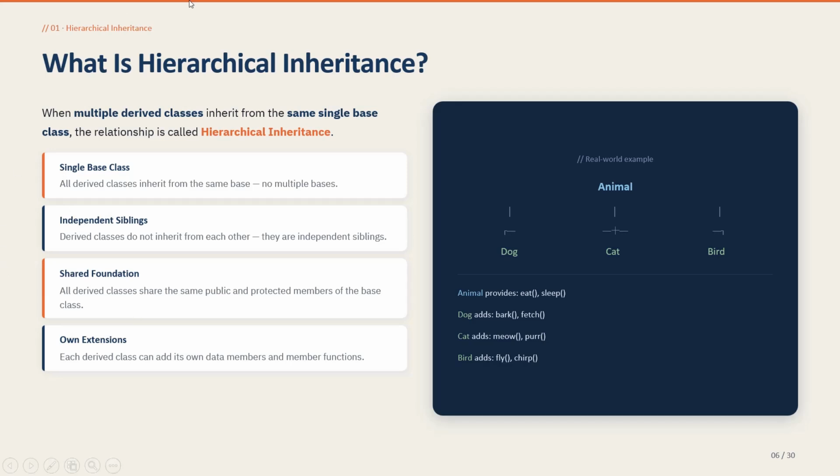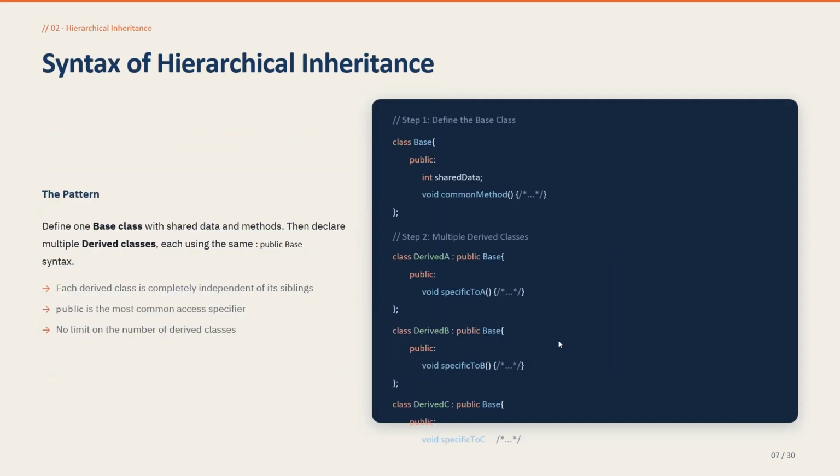So, animal provides some common functions like eat and sleep. The dog can add functions like bark and fetch. Cat can add meow and purr, and bird can add fly and grip. All these functions are independent for each class. This is useful when several types share common characteristics but also have their own specific behaviors.